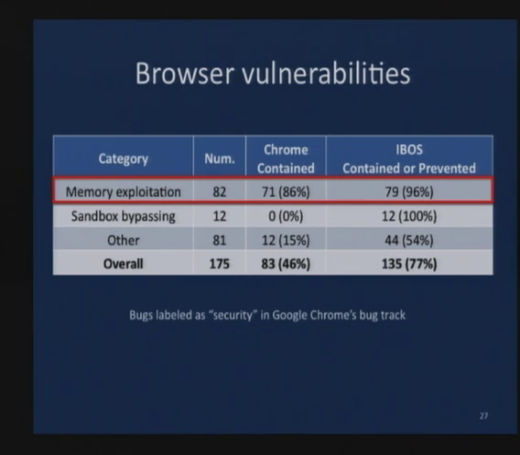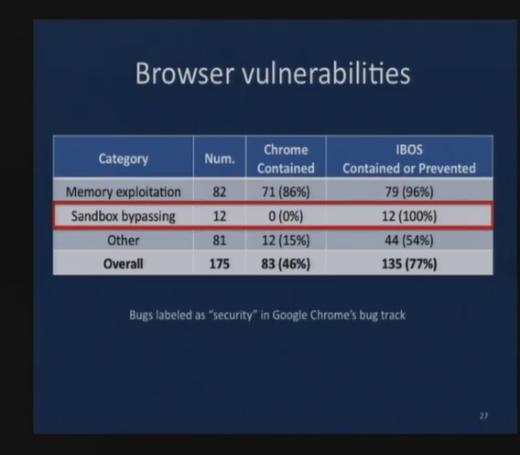Now, as you can see, Chrome actually does pretty well here. Of the 82 bugs in this category, Chrome would have handled 71, about 86%. This is not that surprising, because this is the main reason why Chrome was designed. One of the key security benefits they're providing is this type of isolation. However, there were still 11 of these vulnerabilities inside their browser kernel that they wouldn't have overcome. IBOS, on the other hand, gets 76 of those, so it does slightly better.